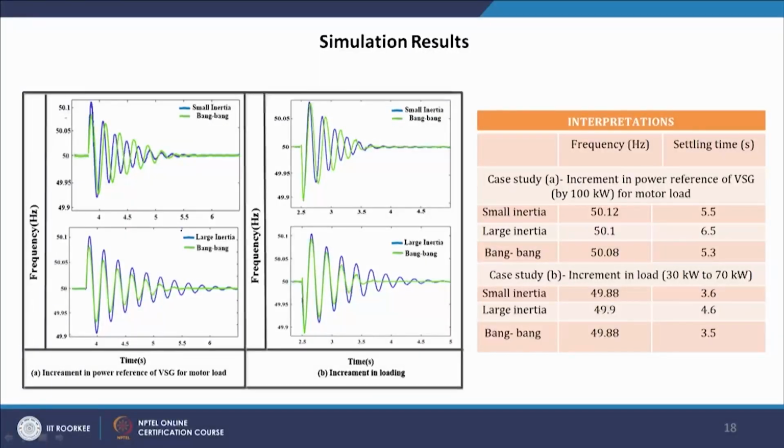So, what we have seen in case A is an increment of power reference of the VSG by 100 kilowatt, and in case B an increment in load from 30 kilowatt to 70 kilowatt. By doing this, what you have realized is that the small inertia gives 50.12, the large inertia 50.1 and the bang-bang 50.08. However, in case B the small inertia gives 49.88, the large 49.9 and the bang-bang is close to 49.88.